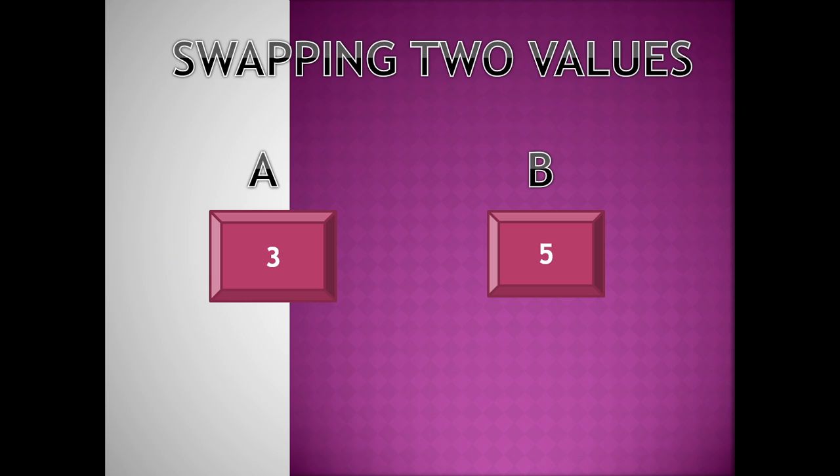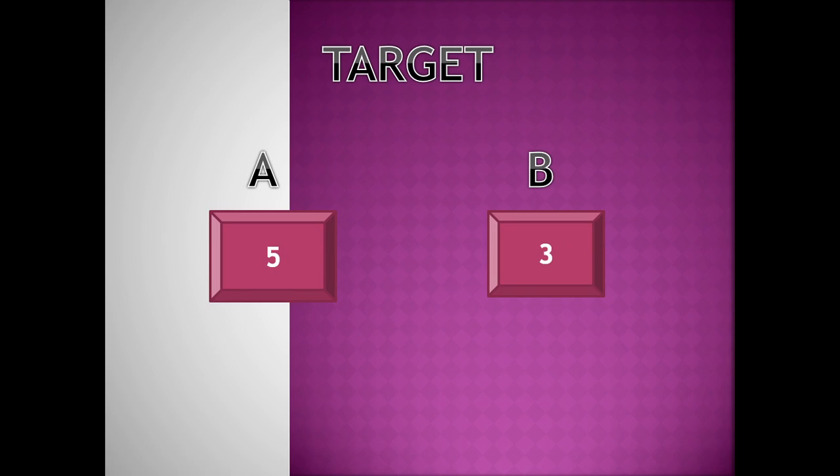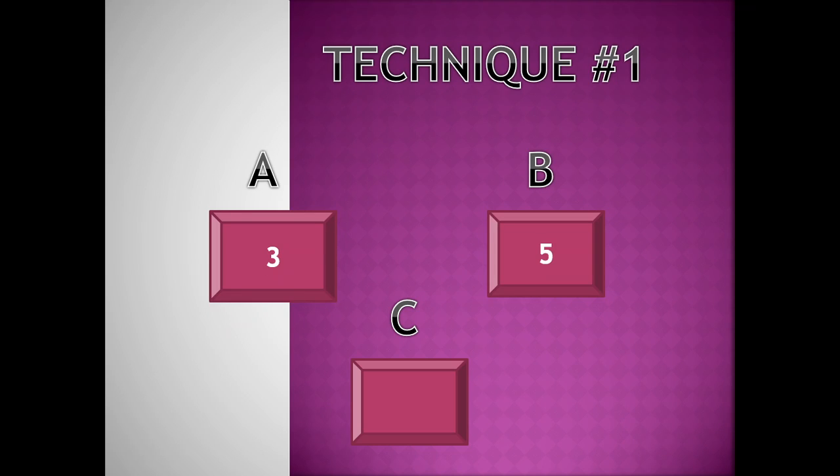And how will it be done? If I take an example, a is equal to 3 and b is equal to 5, and our target is to interchange these two values. This is our target. And how to achieve this? To achieve this, we are going to have a couple of techniques, or even we can have more techniques. I will be discussing a few of them.